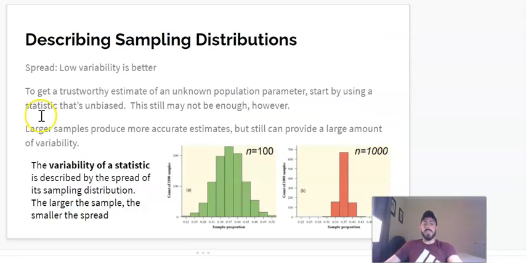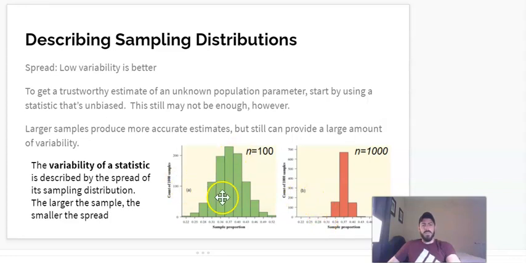So what we can do is reduce the spread, and there's an easy way to do this. If we take large samples, then what that'll do is reduce the variability. And there's a very good visual that I'll show in the next video about how this works.